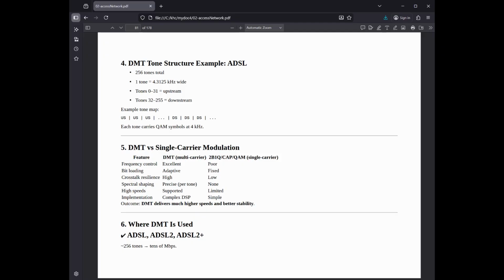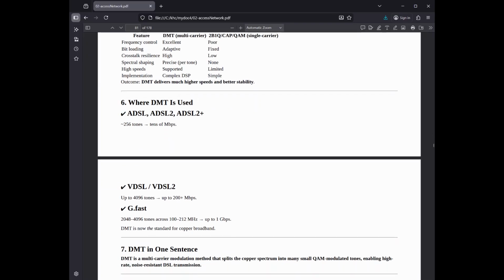Summary of DMT tones of G.DMT. The ADSL DMT structure is essentially a 256-lane highway. Lanes 0 to 5 are for the old-fashioned cars, voice. Lanes 7 to 31 are for cars going one way, upload. Lanes 33 to 255 are for cars going the other way, download.